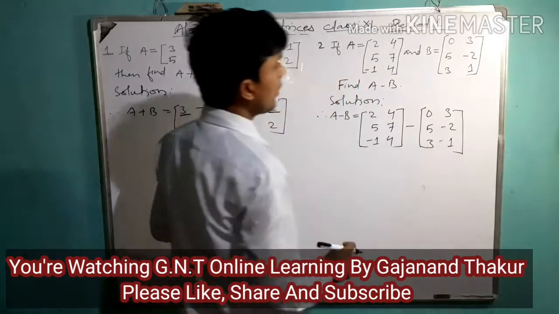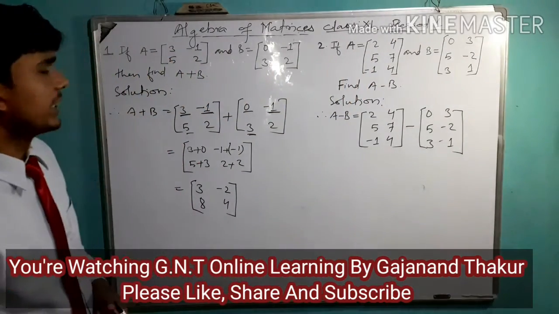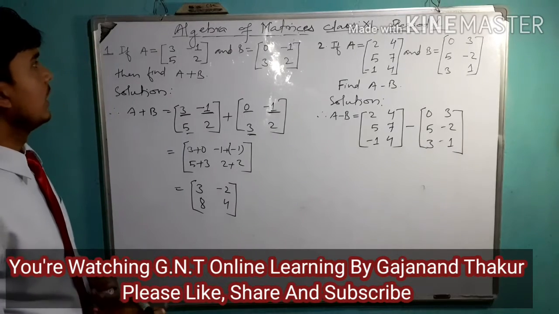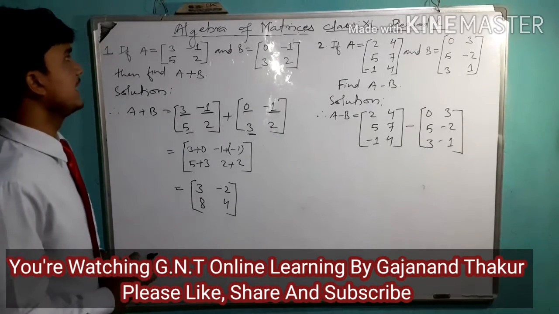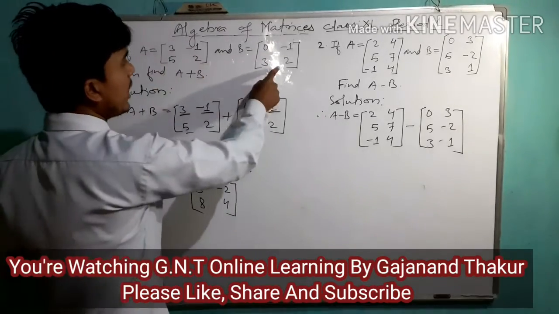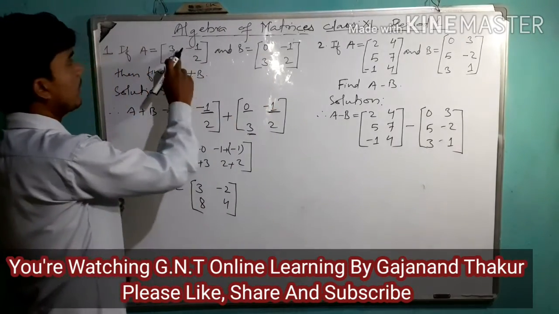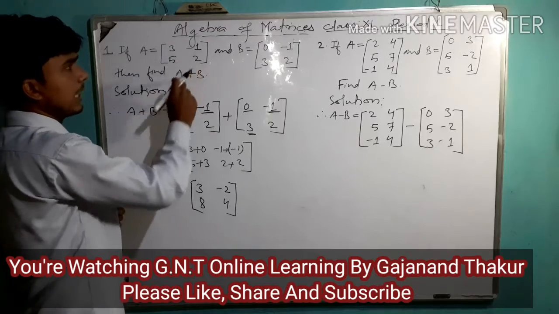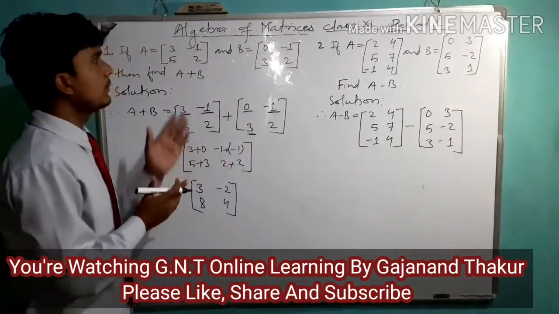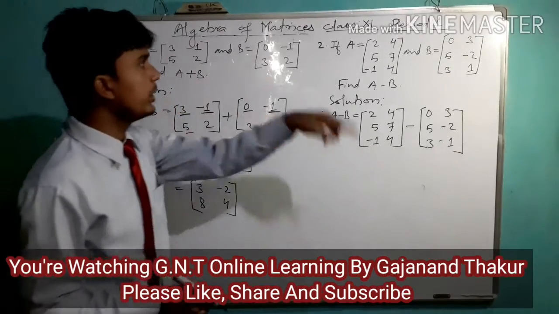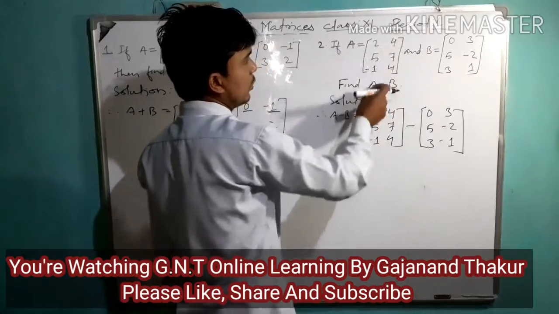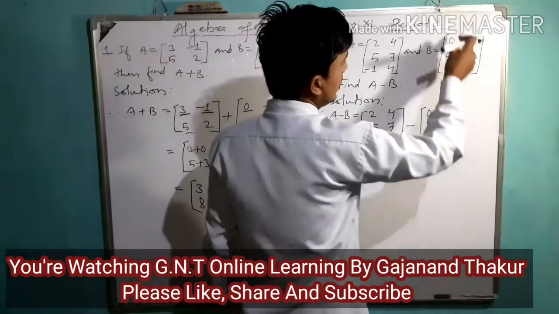When we do addition and subtraction, we need to have the same order of determinants. So here we have order 2 into 2, and here also we have order 2 into 2. That is, the number of rows is 2 and the number of columns is 2. So the order of the determinants is the same, that is 2 into 2. Now here we have 3 rows and 2 columns, right?